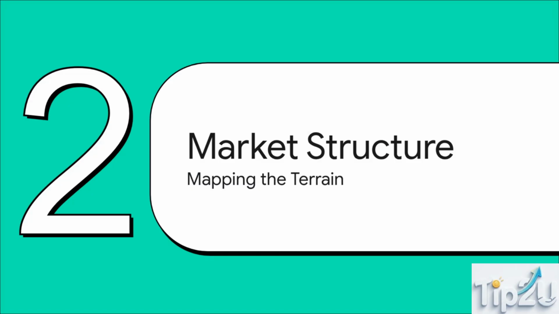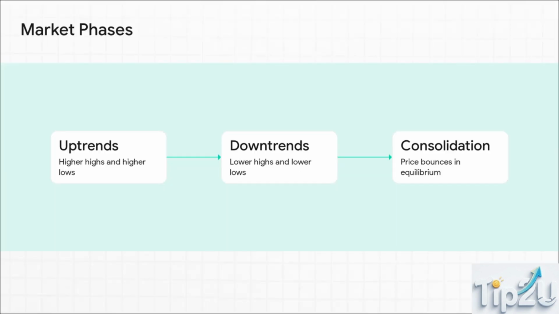All right, Section 2, Mapping Market Structure. Listen, before you even think about entering a trade, you have to know your market structure. The market basically moves in 3 distinct phases. First, uptrends. That's a series of higher highs and higher lows. Then, downtrends, lower highs and lower lows. And finally, consolidation ranges, where the market finds equilibrium and price just bounces between the top and bottom. Understanding this is absolutely vital. I mean, trying to buy during a strong downtrend without waiting for a structural change, that's literally like standing in front of a freight train.